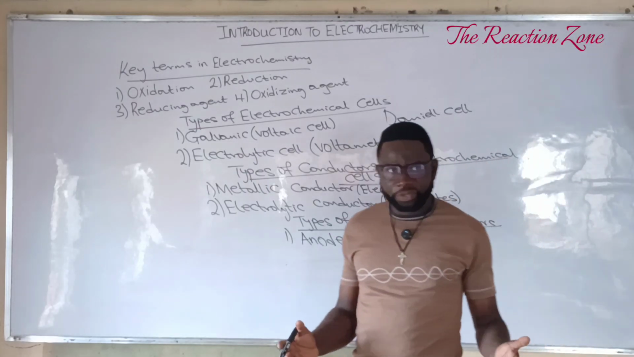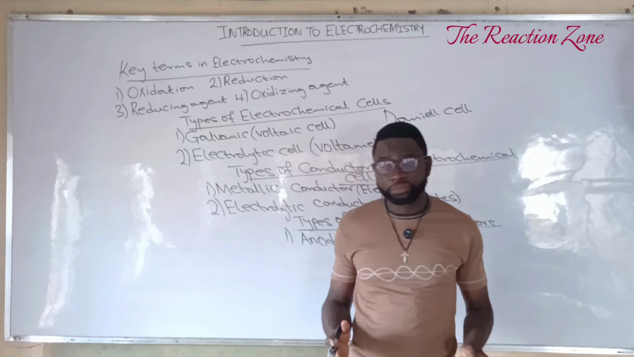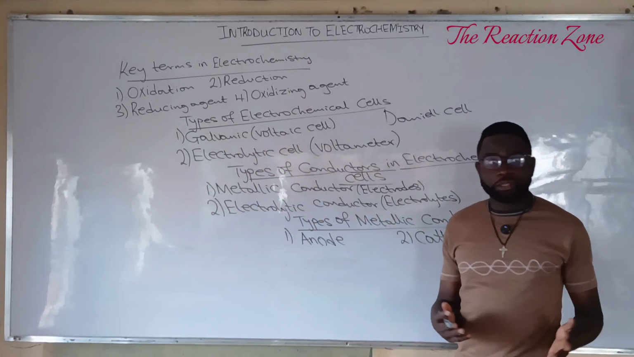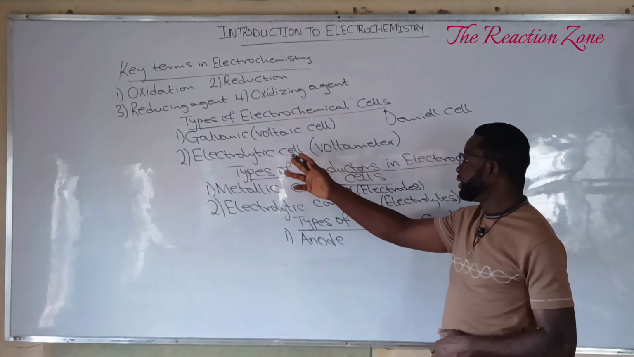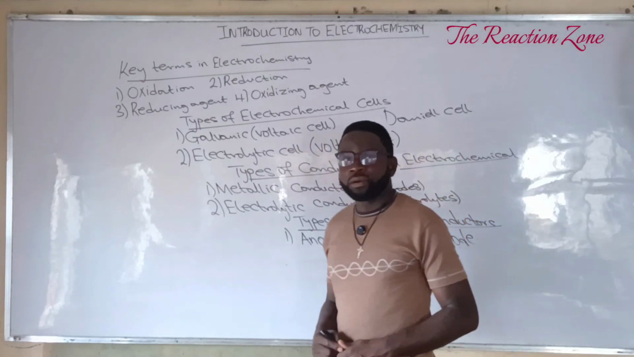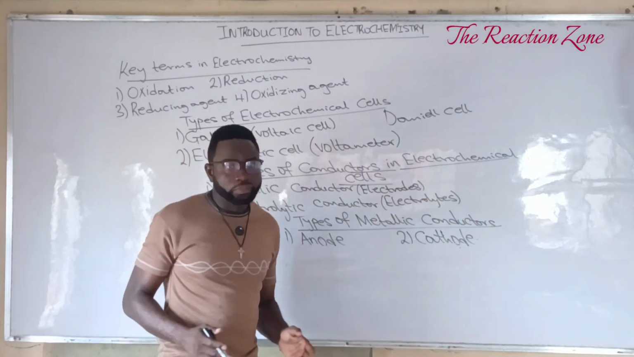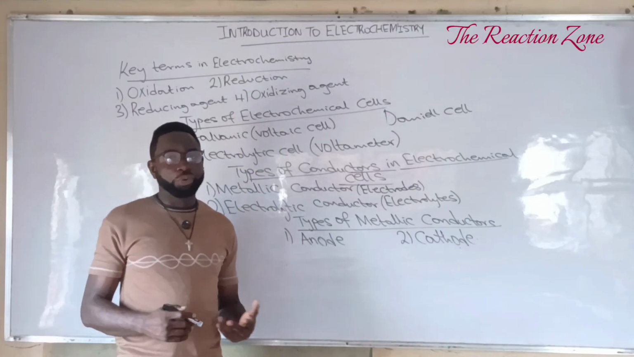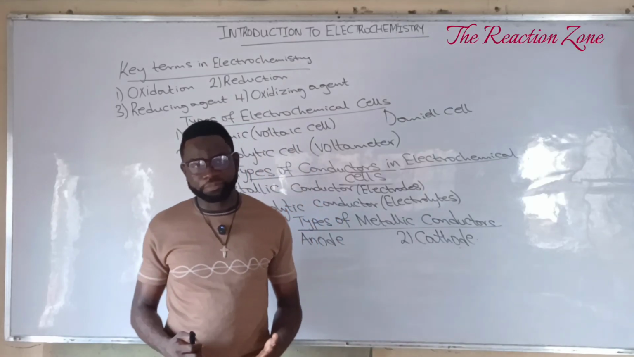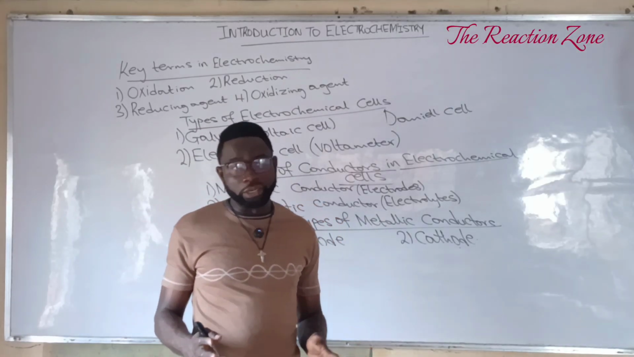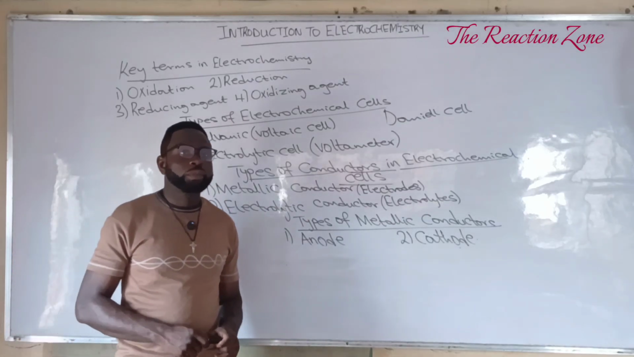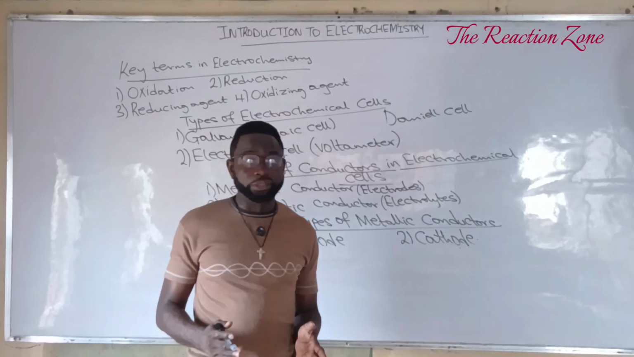In electrochemistry, there are two types of electrochemical cells. The first is galvanic or voltaic cell, and the second is electrolytic cell, which is also called a voltammeter. In a galvanic cell, electricity is produced from spontaneous chemical reactions. And in a galvanic cell, the anode is the negative electrode and the cathode is the positive electrode.